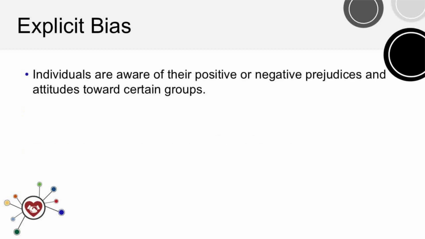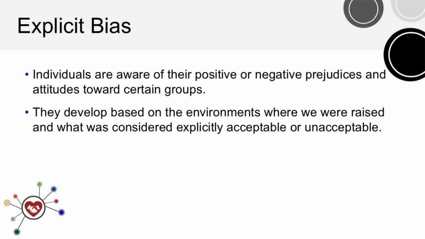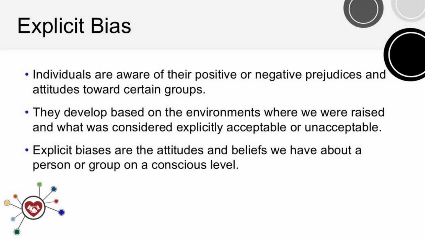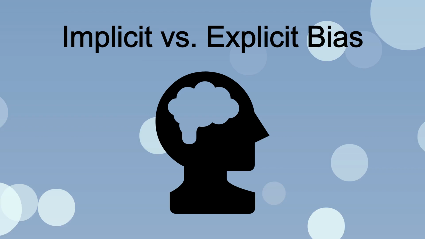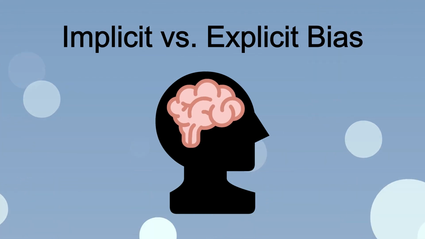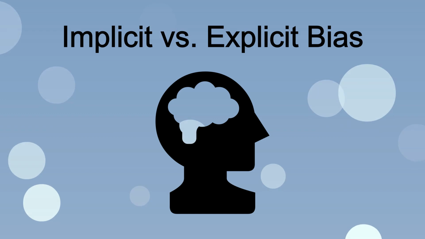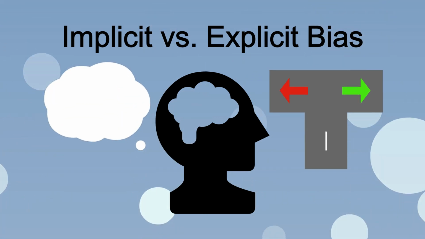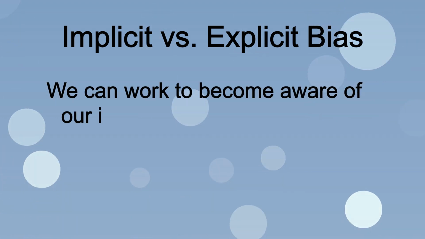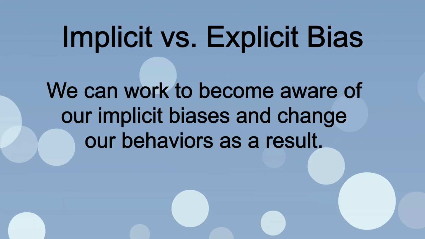With explicit bias, we are aware of our prejudices and attitudes. Explicit biases are developed based on the environments in which we were raised, the people around us, and what was considered acceptable or unacceptable. Expressions of explicit bias occur as the result of deliberate thought and can be consciously regulated. The biggest difference between implicit and explicit bias is that we are fully aware of our explicit bias, whereas implicit biases may occur unconsciously. With explicit bias, we are conscious of our thoughts and choose our actions. With implicit bias, we can work to become aware of them and change our behaviors as a result.